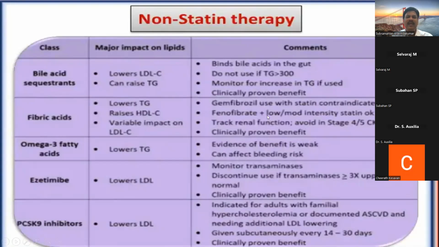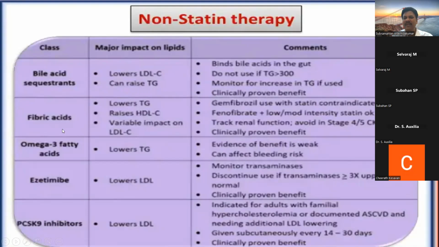So what other non-statin therapy is available? Bile acid sequestrants are available. These are not used because they interfere with absorption, and they are not going to be the first line of drug. They cause abdominal distension, belching, and all these side effects. Fibric acid derivatives are also there, which are not to be used on a regular basis.